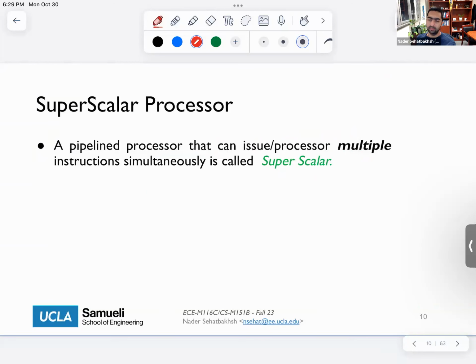So ILP, basically, in order to have multiple instructions per stage, we're going to have this thing called a SuperScalar processor. So a scalar processor was the processor that we talked about in the class, which has pipeline stages, and each stage gets 1 instruction at a time. And then we execute this, and then this one goes here, and this one goes here, and so on and so forth, right? This was a scalar processor, okay?